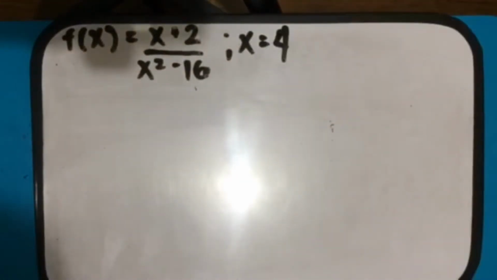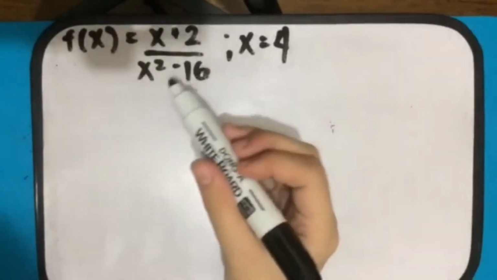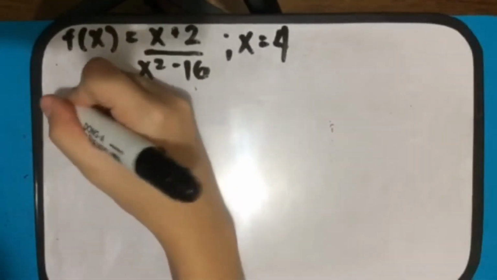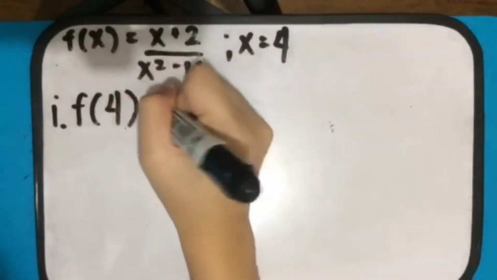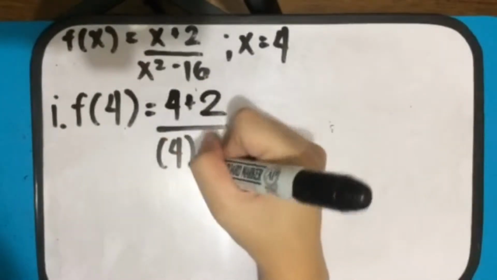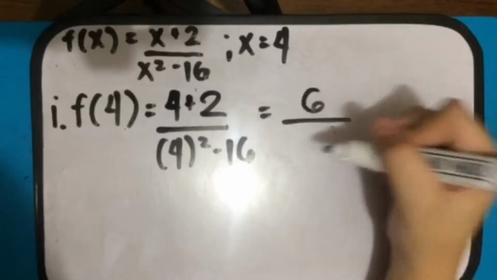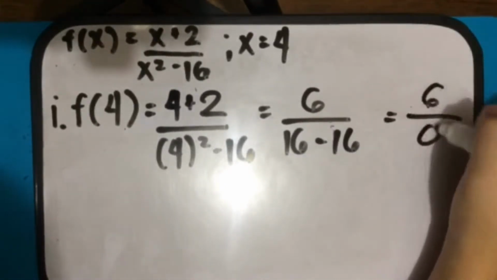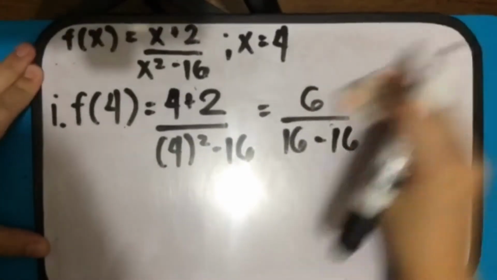For our second example, f of x is equal to x plus 2 all over x squared minus 16, and x is equal to 4. First condition is f of 4. Substitute: 6 over 16 minus 16 is equal to 6 over 0, which is undefined. So f of 4 does not exist.